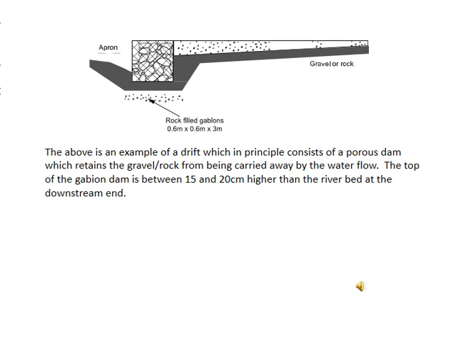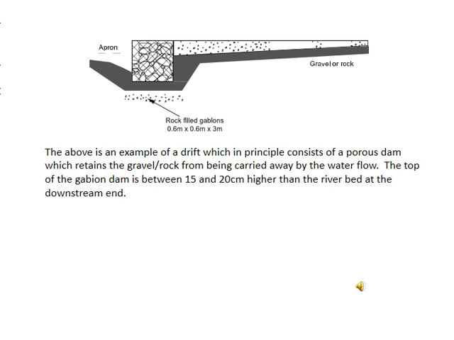So you see that the above is an example of a drift, which principally consists of a porous dam, which retains the gravel rock from being carried away by the water flow. So you see the gravel rock construction, a rock-filled gabion dam. So this is the apron. So this is the construction of the drift.